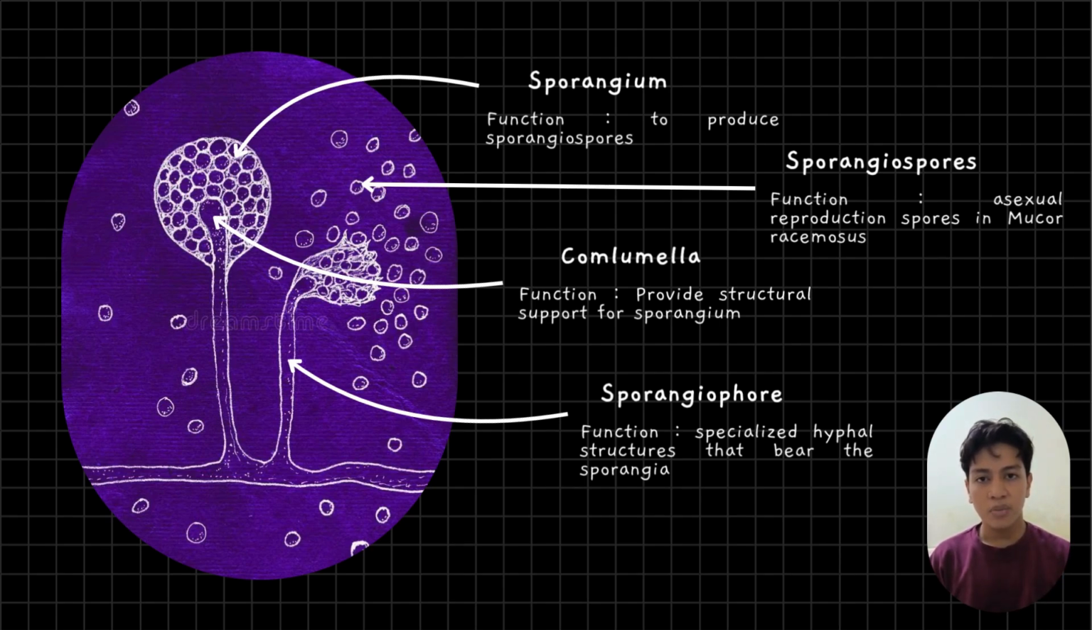Next, here we have a picture of the structure of an example of a Mucor. As we can see, Mucor racemosus has columella, sporangium, sporangiospores, and sporangiophores. Just like other Zygomycota fungi, the columella is spherical and provides structural support to the sporangium. The sporangium is a spherical structure that forms at the tip of the sporangiophore. And sporangiophores are specialized hyphal structures that bear the sporangia.